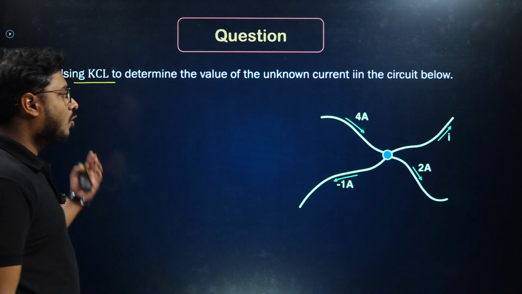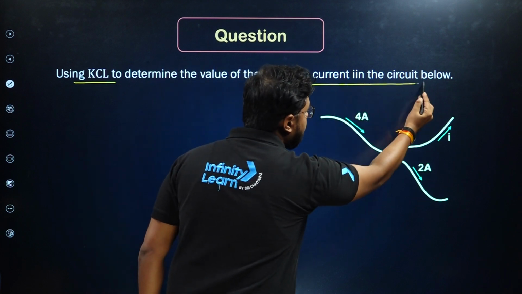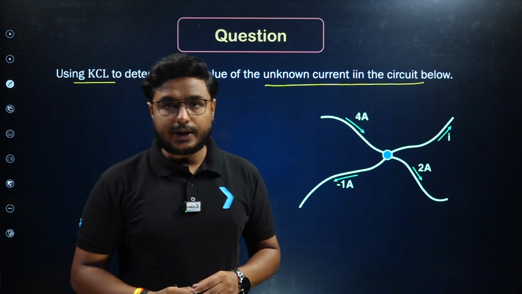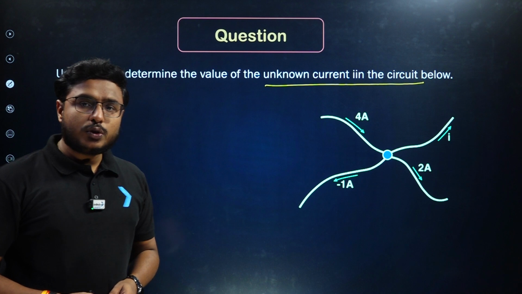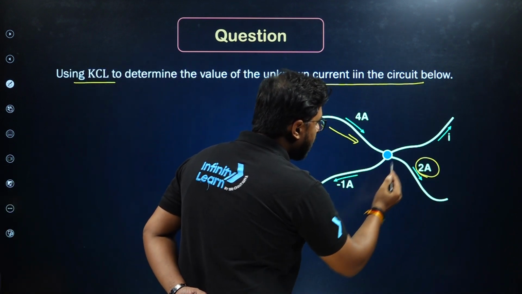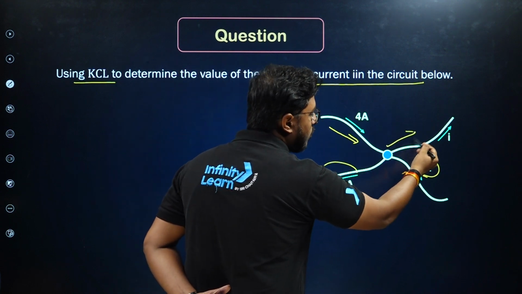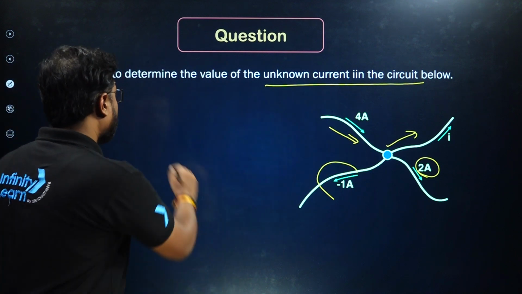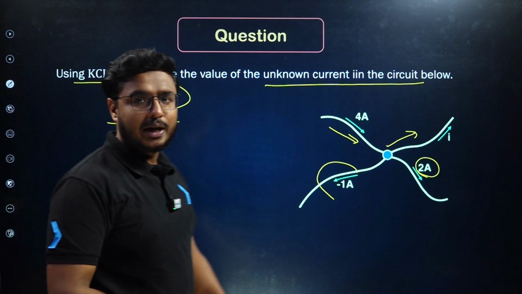Using KCL, which is also known as Kirchhoff's current law, determine the value of the unknown current in the circuit below. We can identify a junction here, which is blue in color. 4 ampere current is entering, 2 ampere current is exiting, minus 1 ampere current is also exiting the junction, and I is also exiting the junction. We need to find the value of I. Class, you have 45 seconds. Quickly try to solve it and let me know the answers in the comment box.